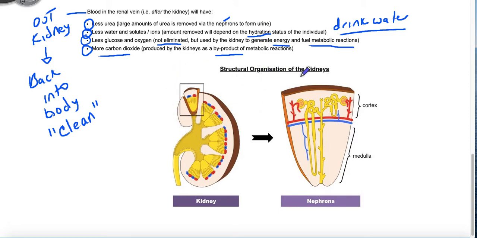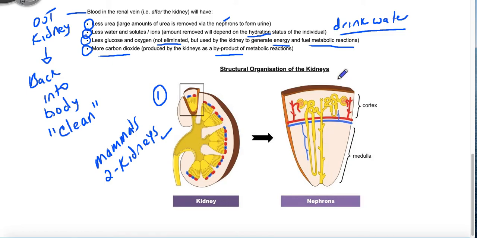So here we have the structural organization diagram of the kidneys. Here we see one kidney. Remember, we have two kidneys, right? So here's just showing you one kidney. But mammals, we have two kidneys. I guess that's important to mention, on either side of the back of our body.